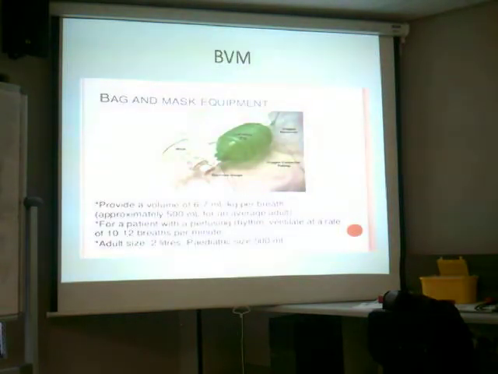Okay, so here you can see this is a typical bag valve mask, providing a volume of 6 to 7 mL per kilogram per breath, depending on the size of the bag. For a patient with a perfusing rhythm, ventilate at a rate of about 10 to 12 breaths per minute, which we know is the normal breath rate. So adults have a 2-liter bag, and for the pediatrics, I'll show you in the sim lab, we have all the different sizes there.